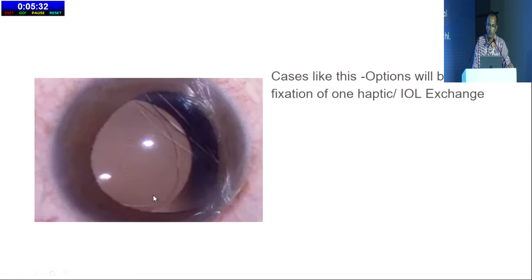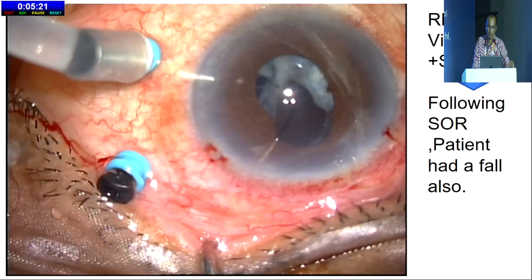But there may be some cases like this where you will have to think of suture fixation of one haptic so as to stabilize the IOL, or even think of the IOL exchange. So it will be done on a case by case basis.